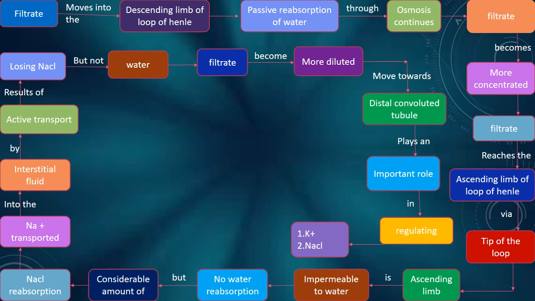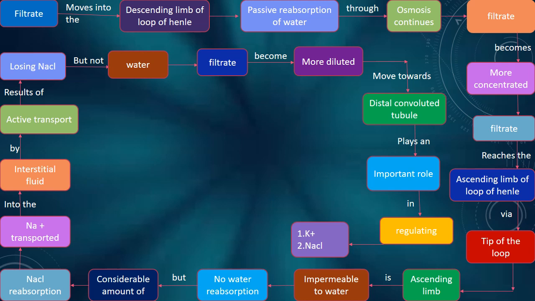The filtrate reaches the ascending limb of the loop of Henle via the tip of the loop. The ascending limb is impermeable to water. There is no water reabsorption, but a considerable amount of NaCl is reabsorbed. Na+ is transported into the interstitial fluid by active transport. As a result of losing NaCl but not water, the filtrate becomes more diluted and moves toward the distal convoluted tubule.